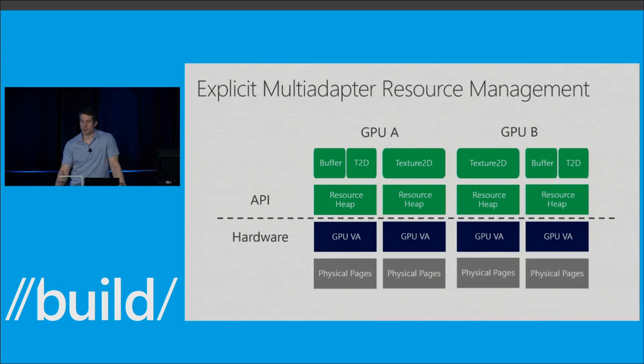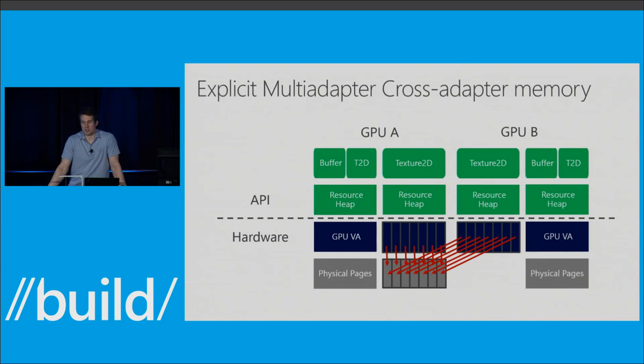So at a high level, we have explicit multi-adapter resource management. You can create and manage resources on two GPUs simultaneously on multiple threads. What we've added, if you imagine GPU A is integrated and GPU B is discrete, the discrete GPU can say, take a view of a resource that's allocated on the integrated GPU. And so what you see there is GPU virtual addresses from both GPUs mapping to the same pages that are in system memory local to the integrated GPU, GPU A.